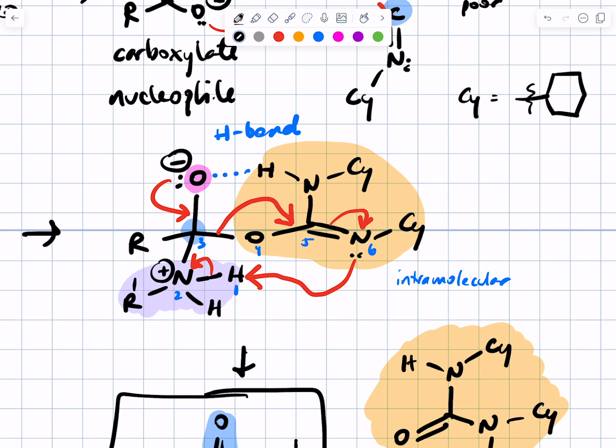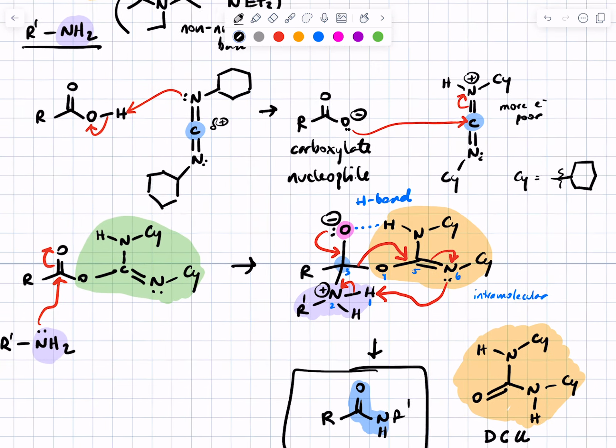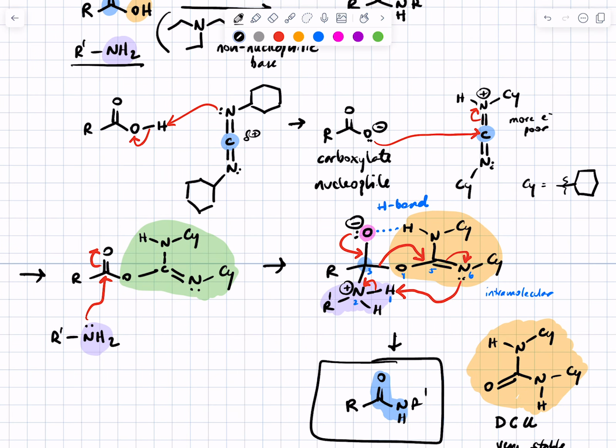Yep, good. What else? Yeah. The NH2 can attack the carbonyl carbon because of the leaving group. Why can the NH2 attack the carbonyl carbon here? Because of how reactive the leaving group is, yeah.